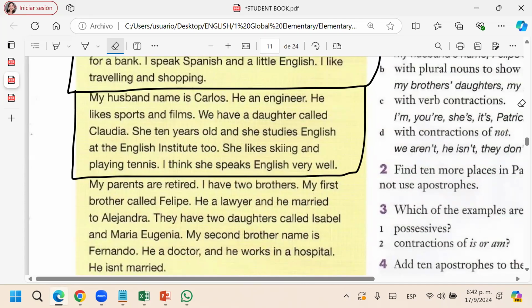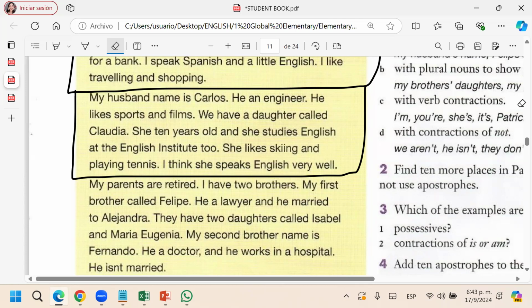My husband name is Carlos. He an engineer. He likes sports. They have a daughter called Claudia. She 10 years old and she studies English at the English Institute. She likes skiing and playing tennis.